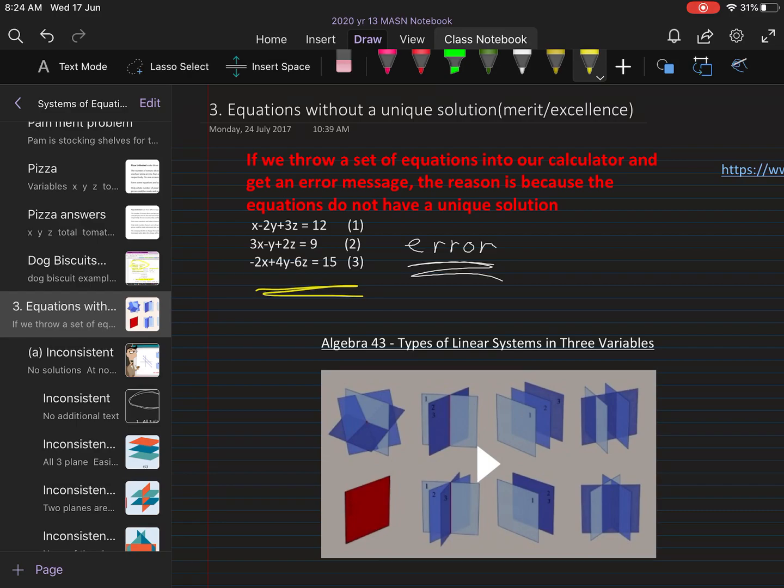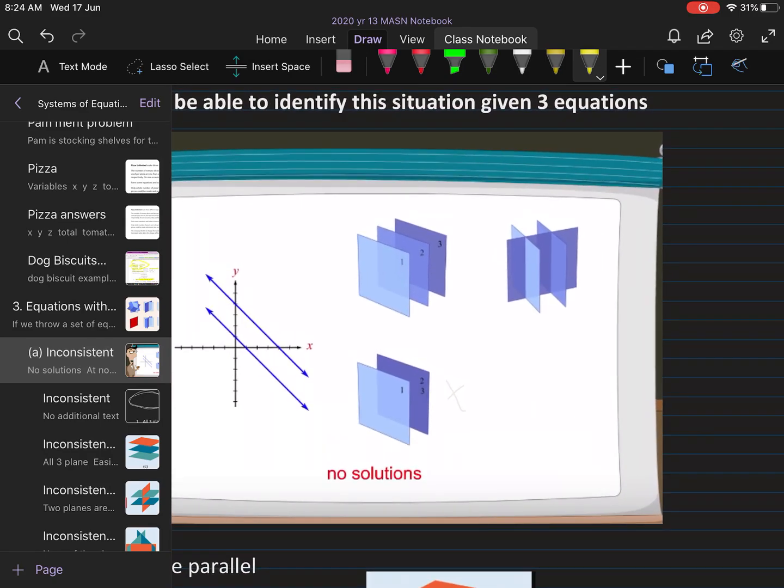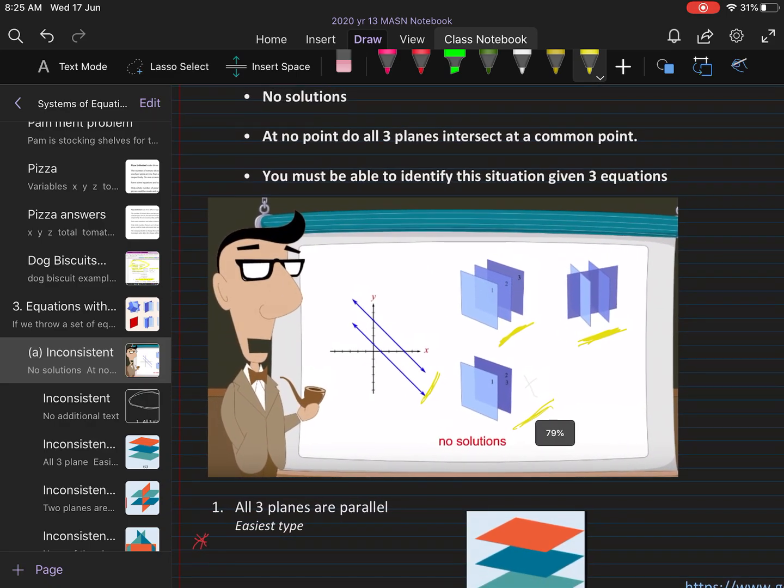We're going to look at inconsistent systems of equations. Inconsistent means that basically we have no solution, and graphically it looks like one of these three situations. When we do it in two dimensions with lines, you can see that the lines are parallel, so they'll never meet, and there can be no point of intersection between those two lines. Basically that happens with the planes as well, right? So three planes are parallel, or two planes are parallel and the third crosses through them, or another situation which we'll get into graphically as we go.